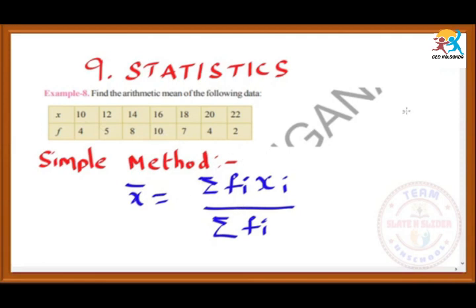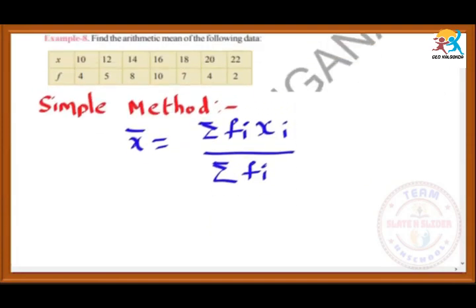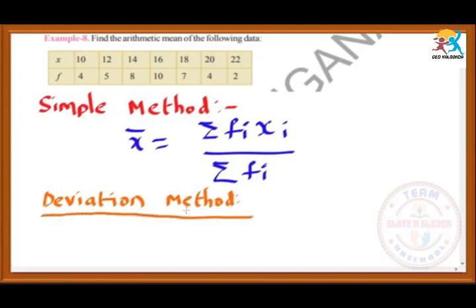This is the simple method. Now we are learning the new method, that is the deviation method. So what is the deviation method? Let's discuss now. Deviation, in this name itself we have got a hint, that is deviation means difference. So we will find the mean of the given data in this method. So this is also very easy.